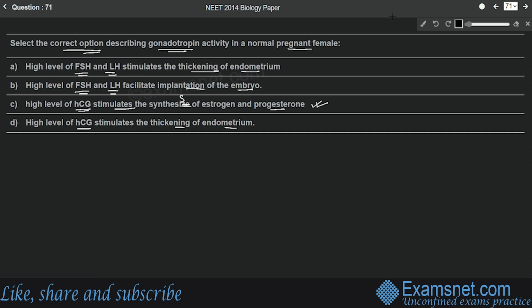So the human chorionic gonadotrophin basically maintains the corpus luteum. And we have discussed in the previous question that the corpus luteum is responsible for the synthesis and release of estrogen and progesterone. Therefore, we can say that the human chorionic gonadotrophin stimulates the synthesis of estrogen and progesterone. So, option C will be the correct answer.